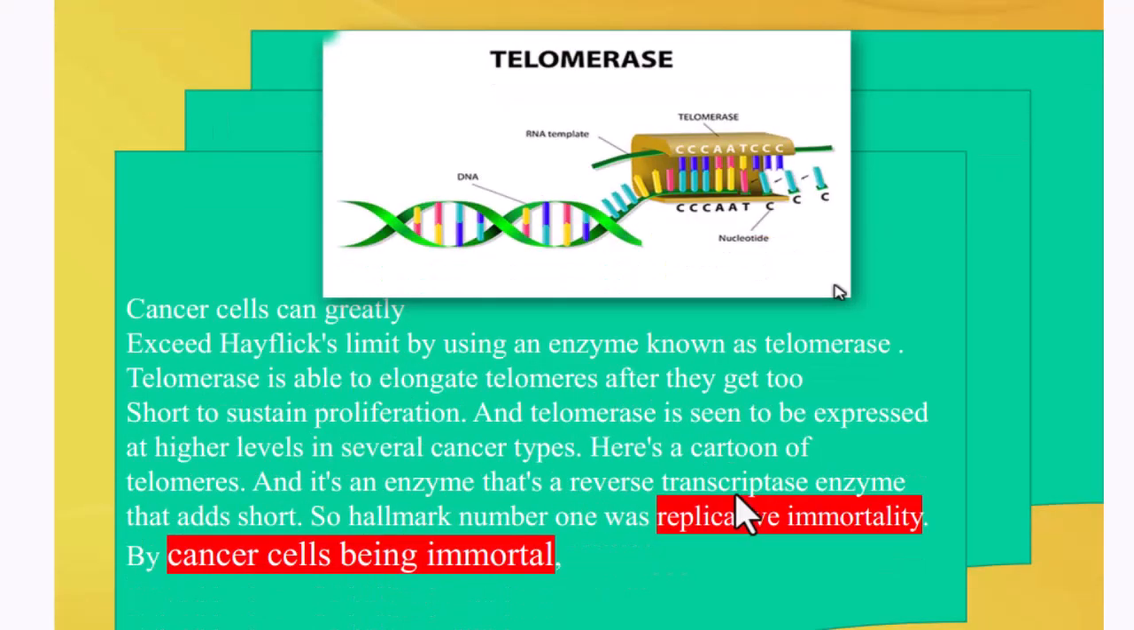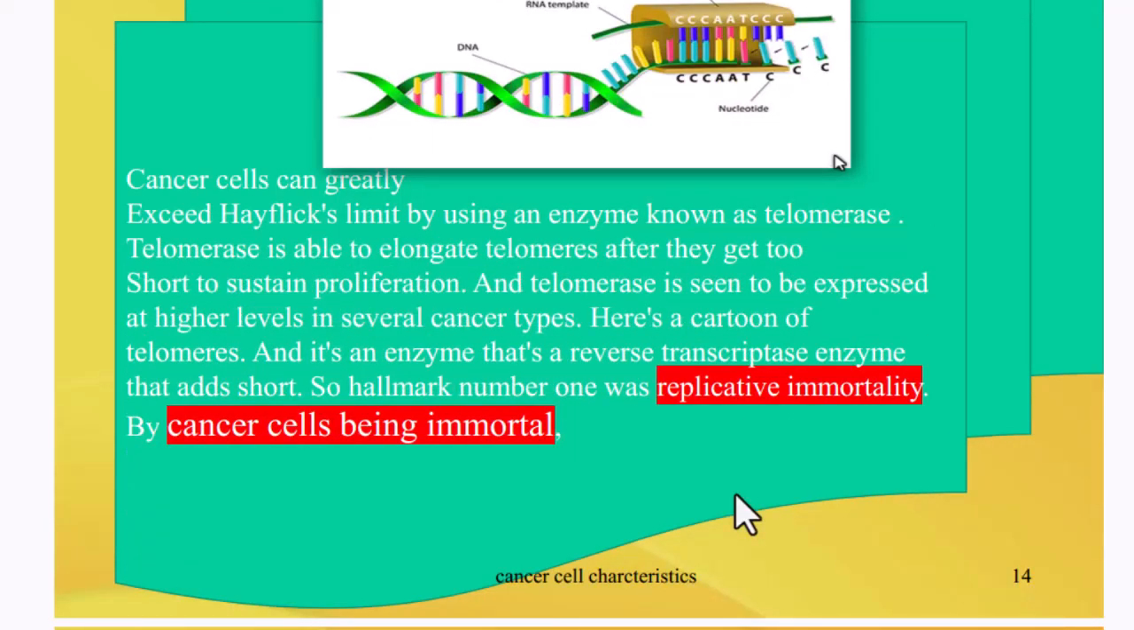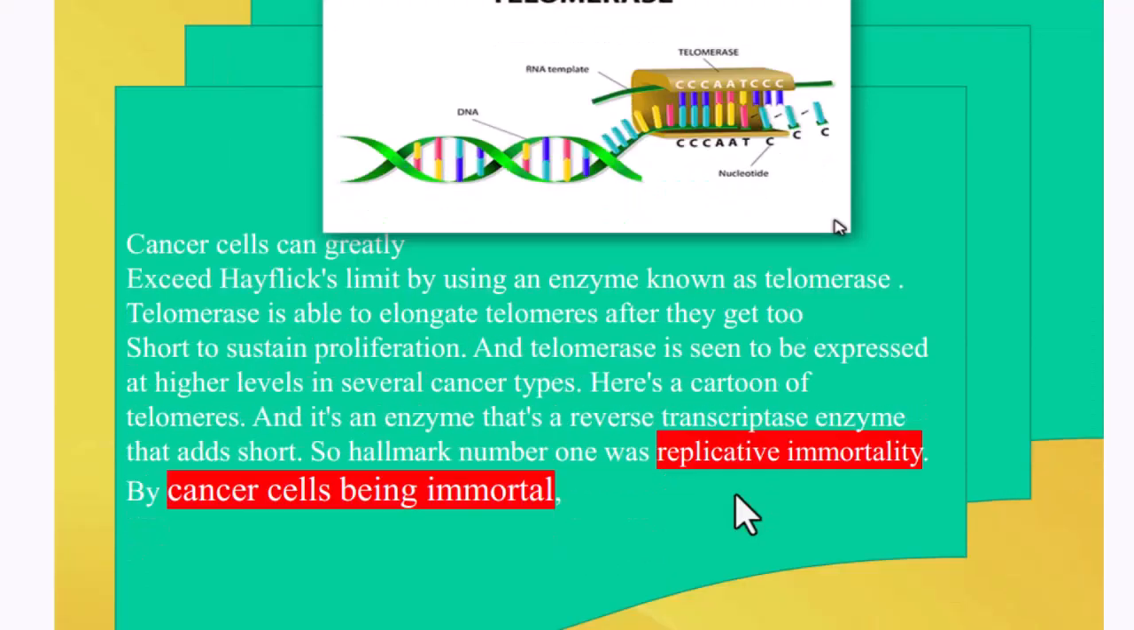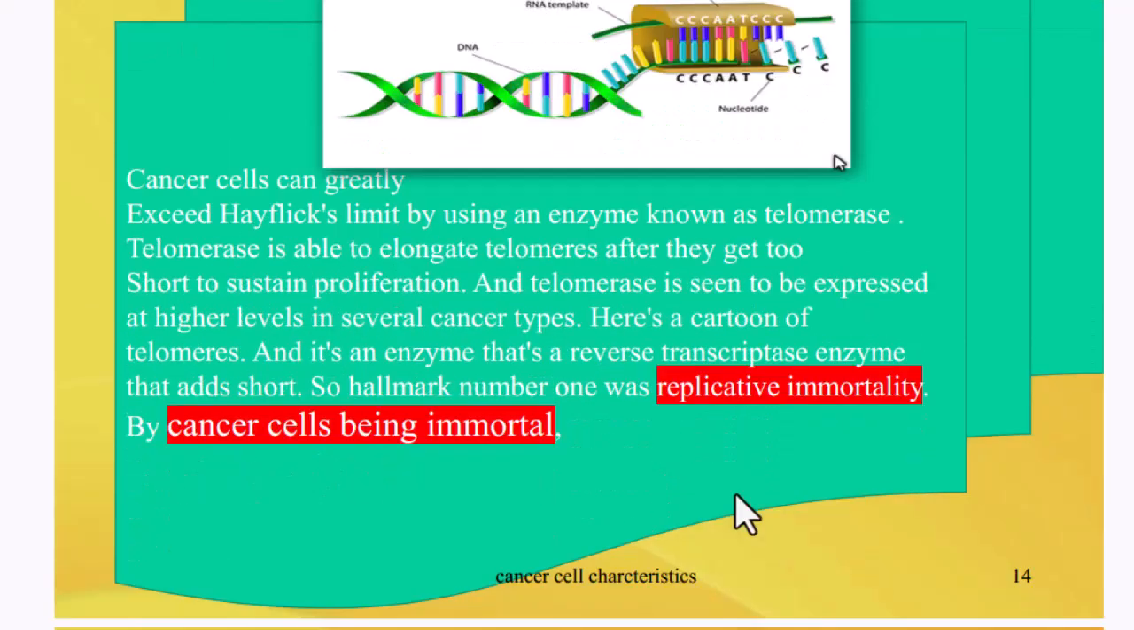Cancer cells can greatly exceed the Hayflick limit by using the enzyme telomerase. Telomerase is able to elongate telomeres after they get too short to sustain proliferation. Telomerase is seen to be expressed at high levels in several cancer types. This is a cartoon for telomerase. It's a reverse transcriptase enzyme that adds short repeats.